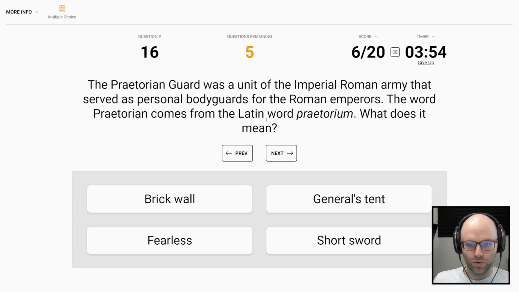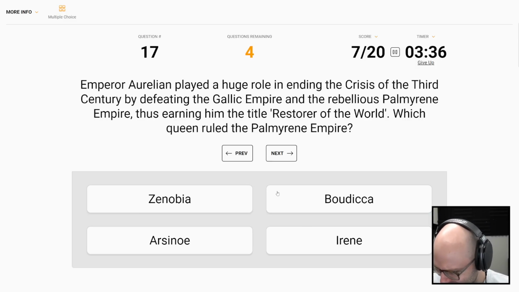Praetorian comes from the Latin word praetorium. What does it mean, Basil? I'm going to say that it is the general's tents. This is a tough one. There's still a chance for us to get 50%.